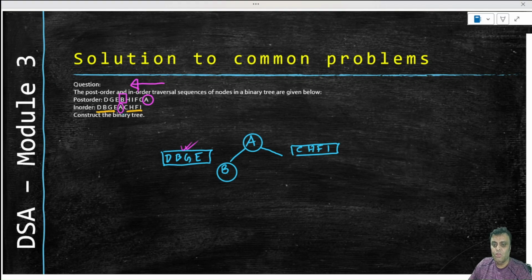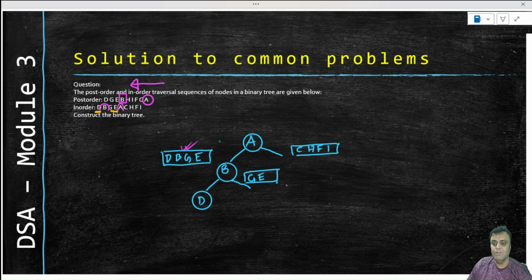Now I can go to inorder and say that I have found B is the root. Give me the left and the right. So inorder will say, okay, I'm happy to give you the left and the right. The left of B is D and the right is GE. So now I know left of B is D and the right is GE. Right I still don't know, but I know G and E will be there.